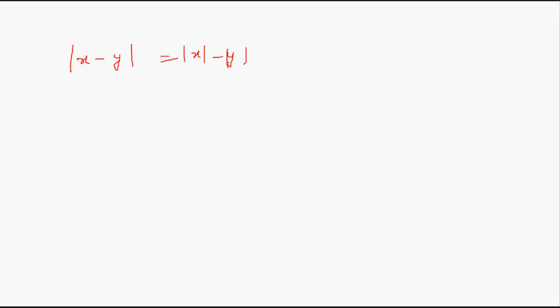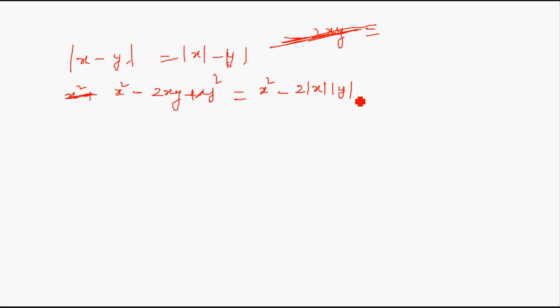So again, if you square it on both sides, I'll just square it on both sides for more explanation. We'll get x square minus 2xy. Generally, squaring this means it is basically plus or minus x minus y whole square. The plus or minus thing gets cancelled and it's simply x minus y whole square. So x minus y whole square is x square minus 2xy plus y square, which will be equal to x square minus 2 of mod x mod y plus y square.